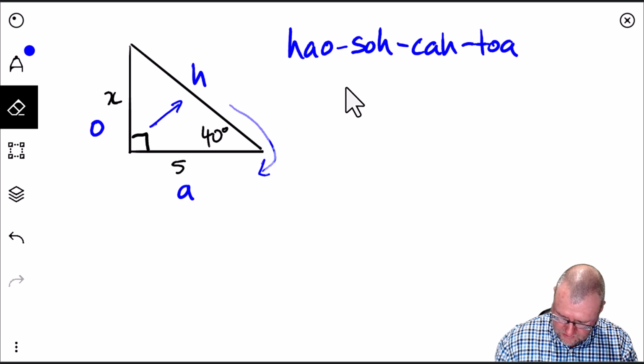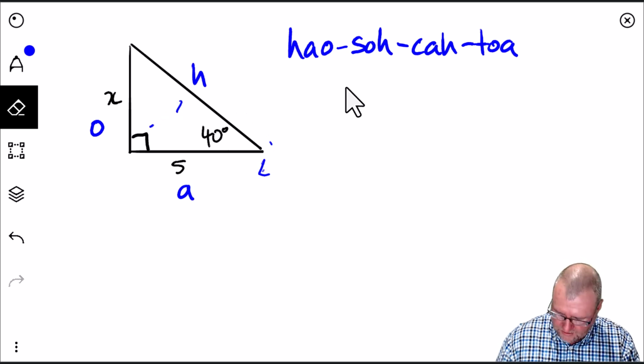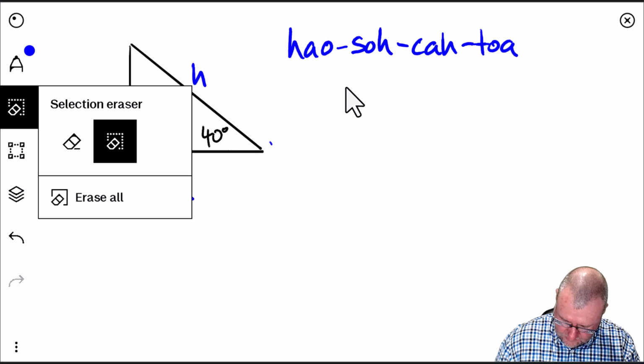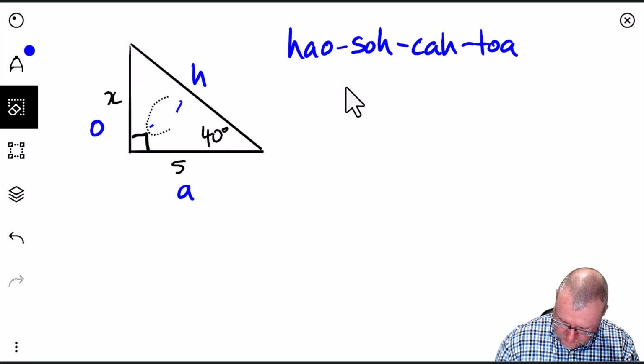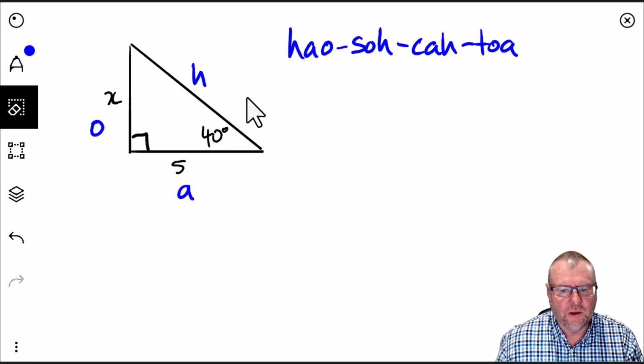All right, so let me get rid of these. So now we've got it labeled H, A, and O. Hang on, let's make that a bit neater. Let's get rid of those. All right, we've got our labels H, A, and O.